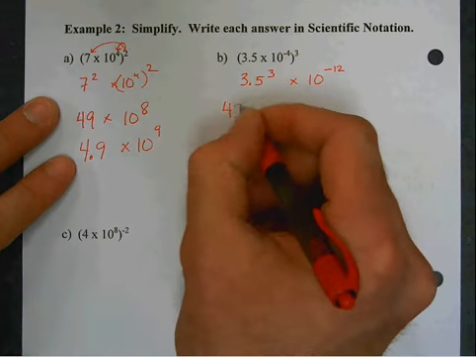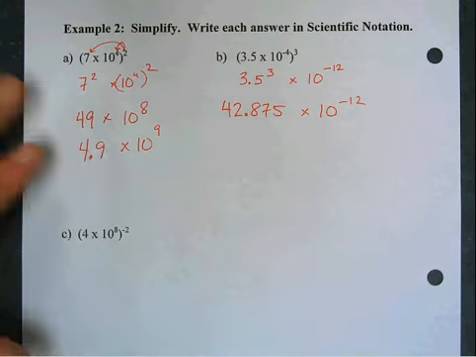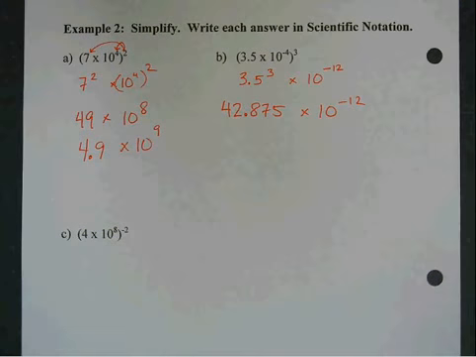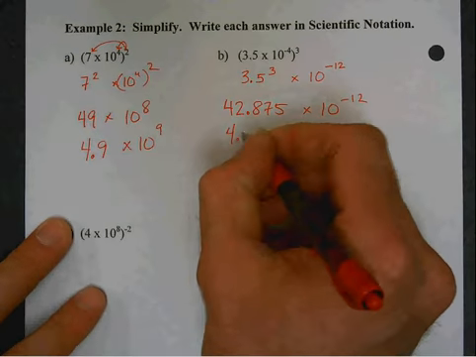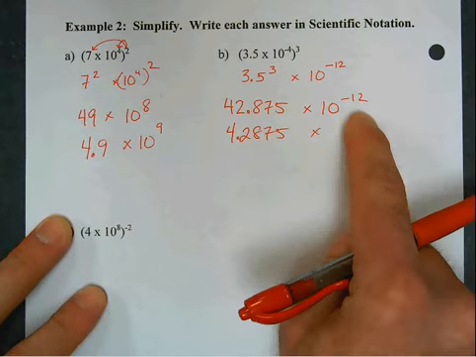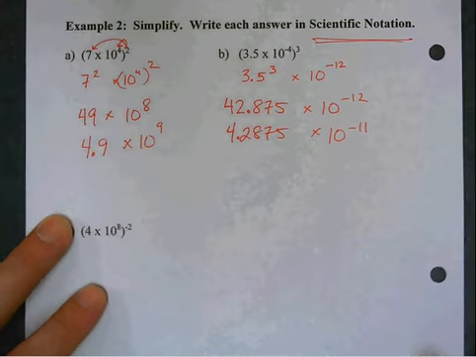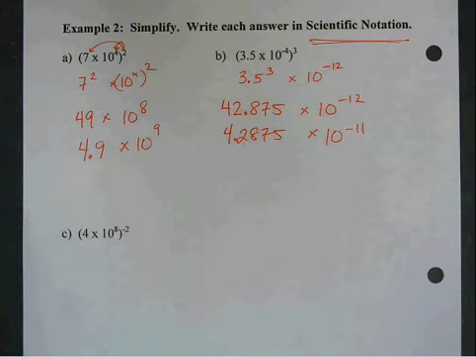We get 42.875. Same question as before. Can't have a 42. Needs to be a what? 4.2. So change it to a 4.2875. The number got smaller, so bigger than negative 12? Negative 11. Because they're saying to write our answers in scientific notation, that's where we have to end up each time.